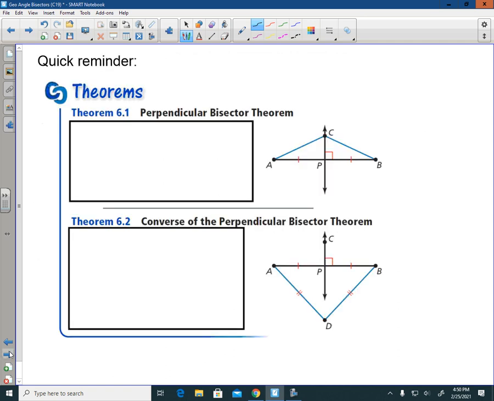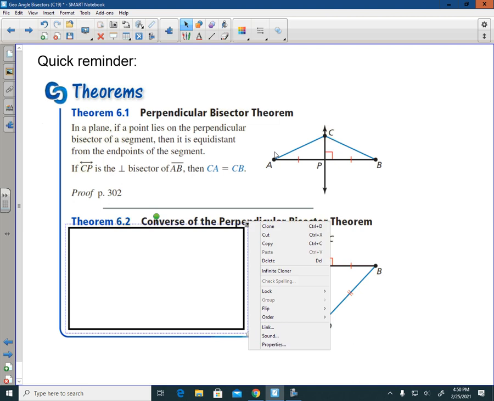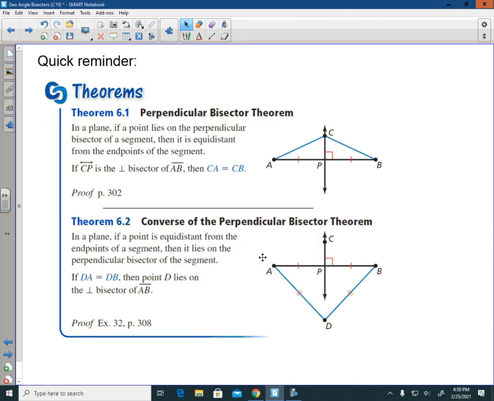So a quick reminder, we got a couple of theorems, the perpendicular bisector theorem and the converse of the perpendicular bisector theorem. I just want to remind you that they exist, and one says in a plane, if a point lies on the perpendicular bisector of a segment, then it is equidistant from the endpoints. And we've been talking about that for a couple of days now. And then its converse: in a plane, if a point is equidistant from the endpoints of the segment, then it lies on the perpendicular bisector of the segment.